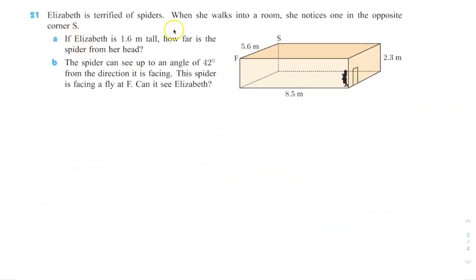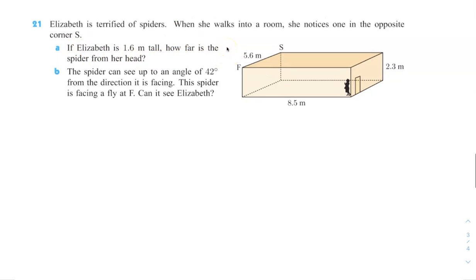Elizabeth is terrified of spiders. When she walks into the room, she notices one in the opposite corner. If Elizabeth is 1.6 meters tall, how far is the spider from her head? So she is 1.6 meters tall. The spider is in this corner. And how far is it from her head? If we draw a straight line to her head, we're supposed to go up to this triangle and then go all the way back to her head. So we're trying to figure out this distance here.